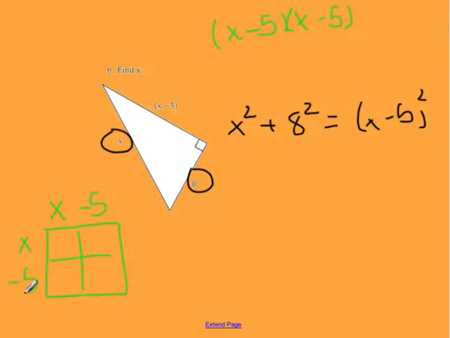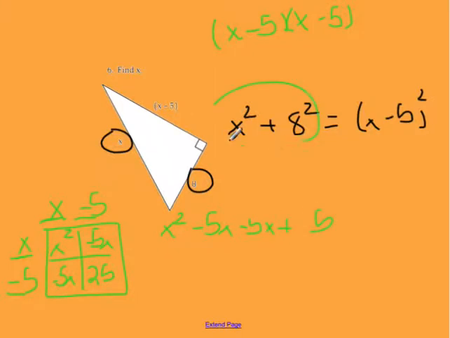So now I'm going to multiply into the box. X times x will always give you x squared. X times negative 5 will give you negative 5x. Negative 5 times x will give you negative 5x. Negative 5 times negative 5 will give you 25. So now I have x squared minus 5x plus 25.